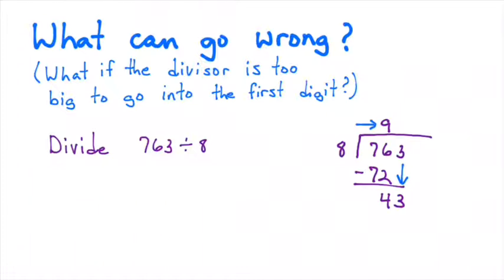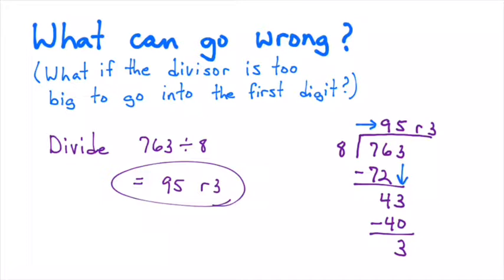And now we have to ask ourselves, how many times will 8 go into 43? Well, 8 times 5 is 40, but 8 times 6 is 48. So 8 will only go into 43 5 times, and when we multiply back, we see that there are 3 left over. And there's nothing left to pull down, so this 3 is a remainder, and now we can say that 763 divided by 8 is 95, remainder 3.